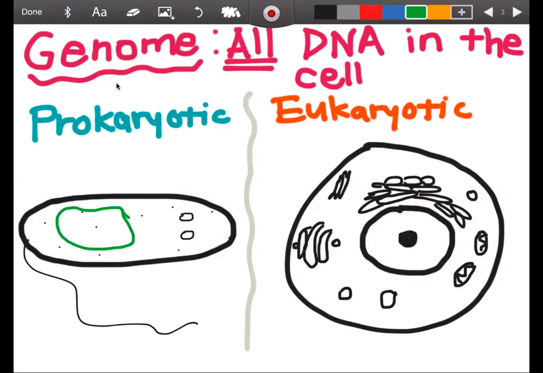Moving forward into eukaryotic cells, they contain several double-stranded linear DNA molecules bound with proteins, and these are found inside the nucleus. If we draw these out, we can imagine a bunch of different pieces of double-stranded DNA. They are linear and they are within the nucleus of the eukaryotic cell. So that is how the genomes are in both prokaryotic and eukaryotic cells.